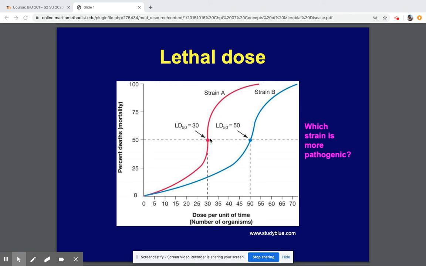Strain A, in this case, has a lethal dose 30. All right, lethal dose 30. Look at the number of organisms. In this case, 30 versus 50.